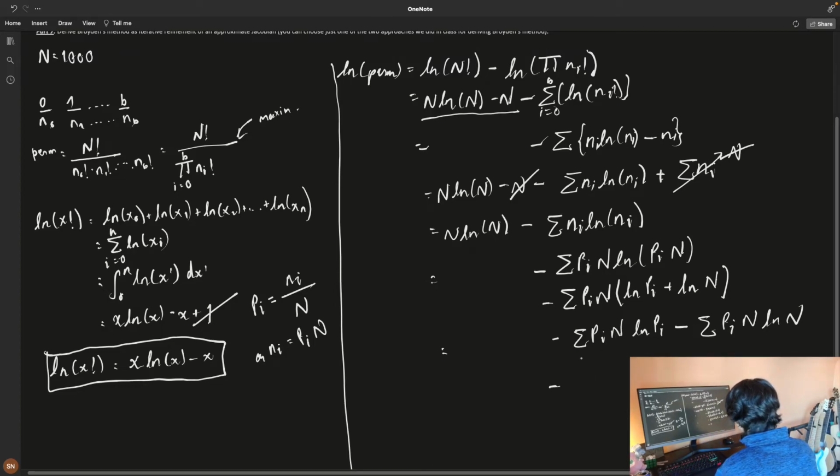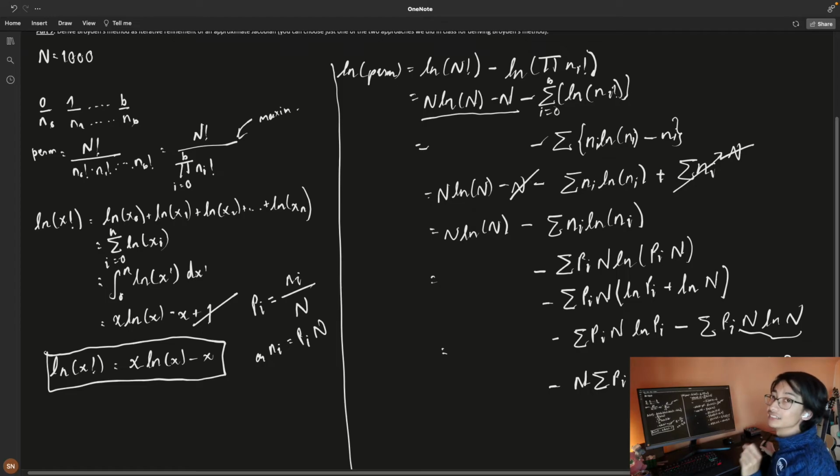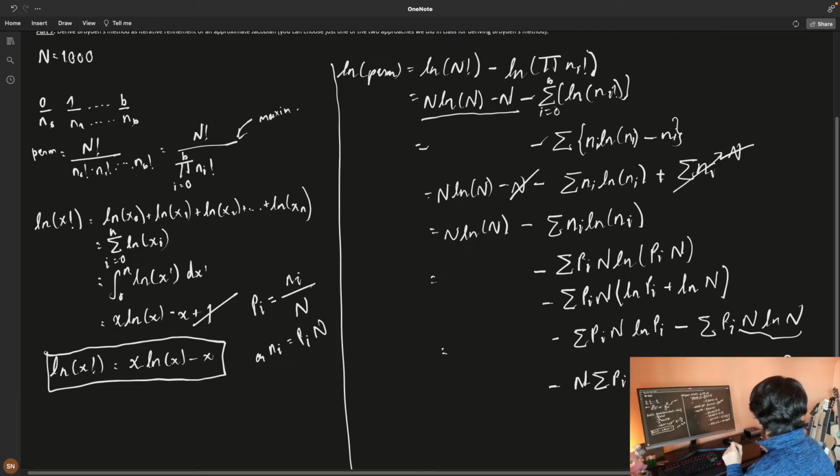Yeah, so what we can do from here is bring this n term out because it's a constant, so we can write that as n times the summation of pi times natural log of pi, minus, let's bring these two terms out because they're constants. So what that becomes is n times natural log of n times the summation of pi. Now we know that the total sum of the probabilities is always equal to 1. So this term turns into 1.